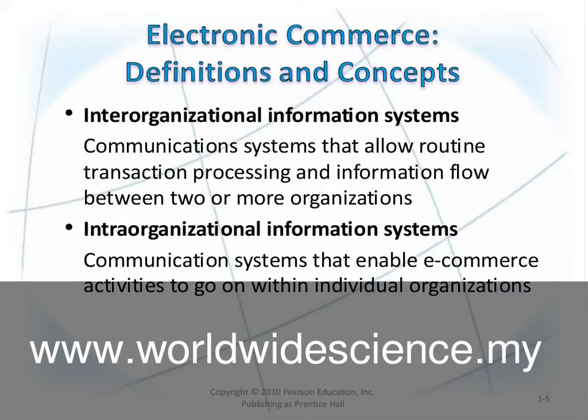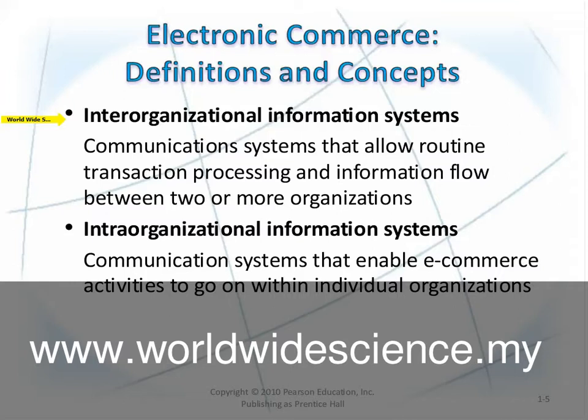The other thing is inter-organizational information system and intra-organizational information system. When we say inter-organizational information system, we mean the communication system that allows routine transaction processing and information flow between two or more organizations. It's between different organizations. But intra-organizational information system is a communication system that enables e-commerce activities to go on within an individual organization.